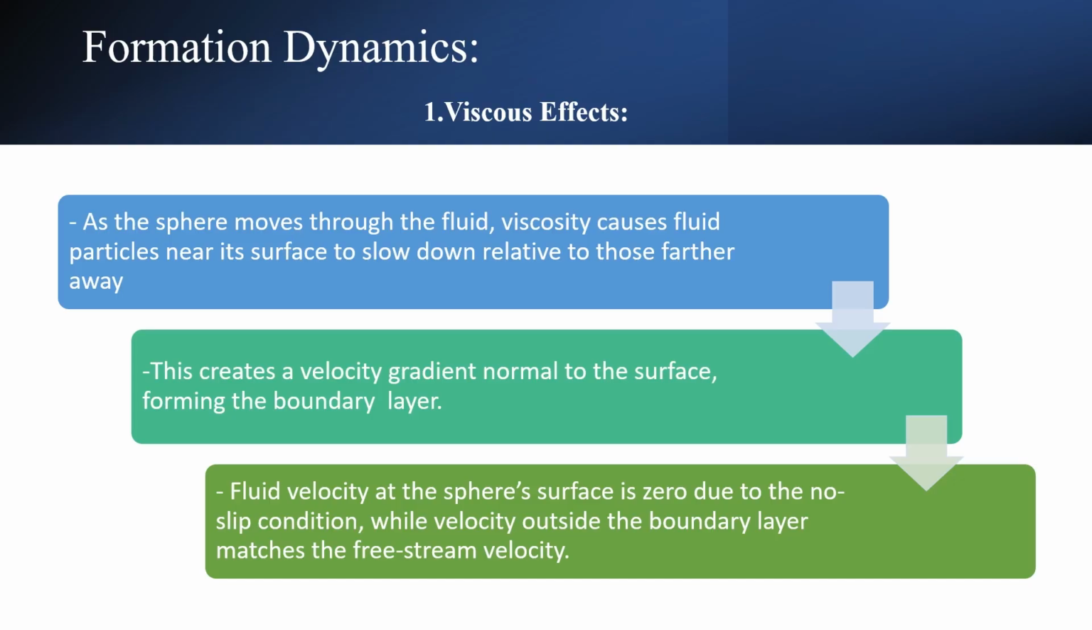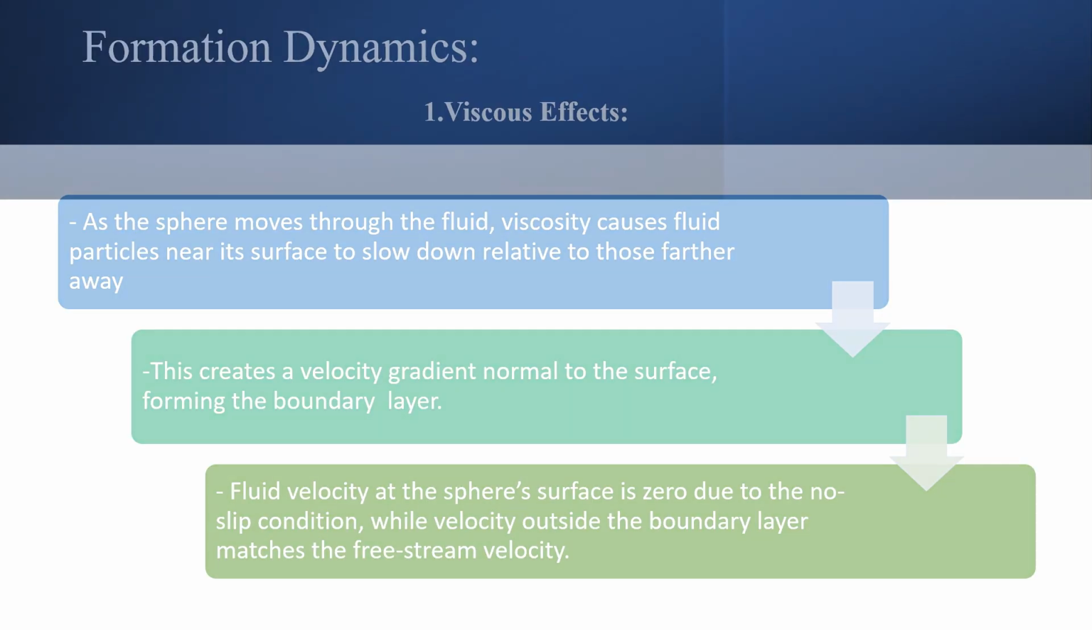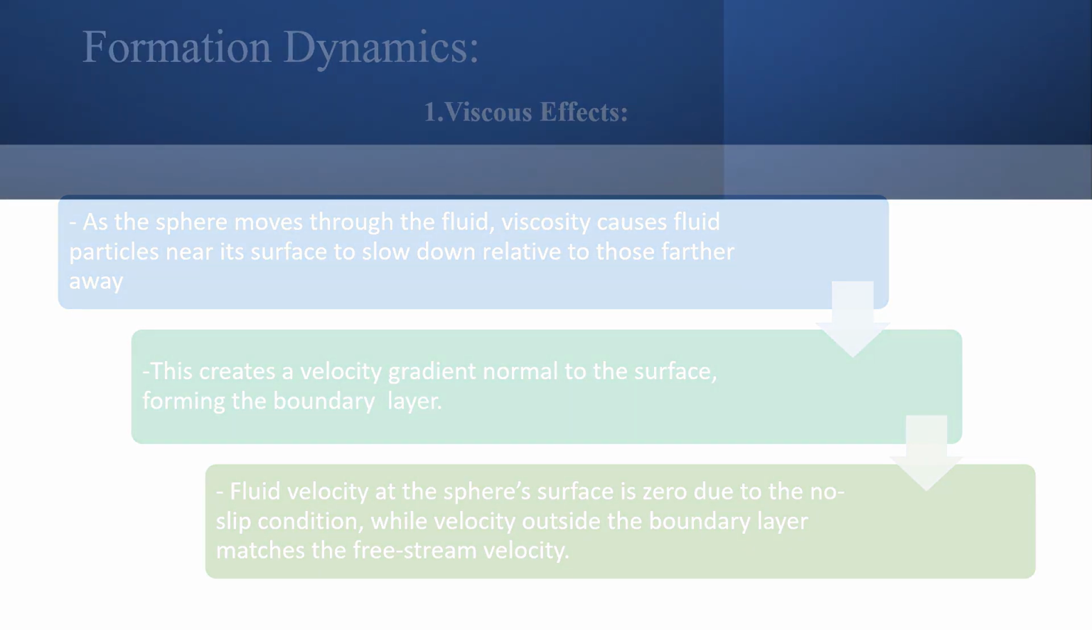This is the no slip condition, which means that at the surface of the sphere, the fluid velocity is zero. The fluid particles that are right next to the sphere must adhere to the surface. As we move away from the surface, the fluid velocity increases, eventually matching the velocity of the free stream flow, which is the flow far from the sphere.